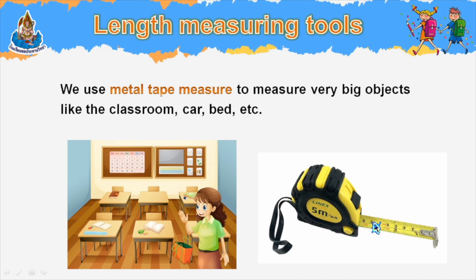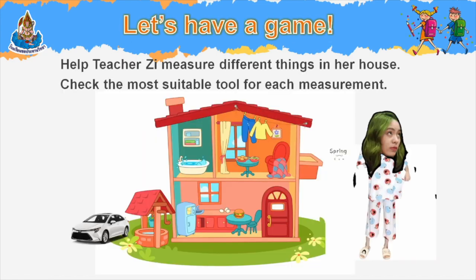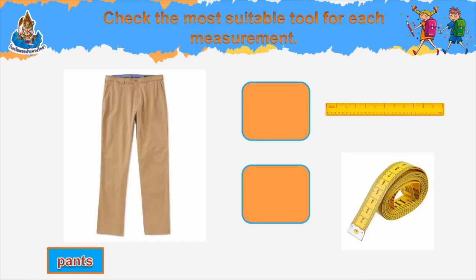Now let's have a game. In this game, I want you to help teacher Z measure different things in her house. So I want you to help me, okay? I want you to help me measure things in my house. So check the most suitable tool for each measurement. So let's see how this works. Okay, check the most suitable tool for each measurement.